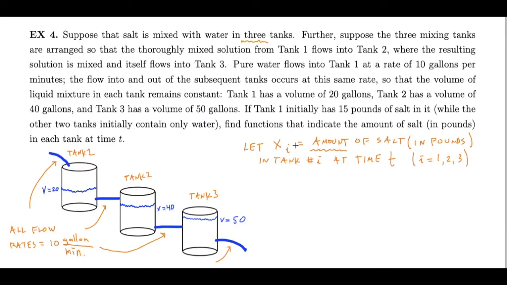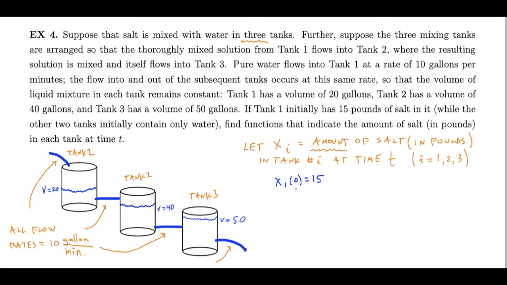And again, the dependent variable that we're trying to model here is x sub whatever the name of the tank is. So x sub 1 will be how much salt is in the tank. And notice again that this is the amount of salt, so this is the actual number of pounds of salt. Just as a case in point to clarify what I mean, we're told that tank 1 initially has 15 pounds of salt. So that will directly translate into an initial condition for the x1 variable.